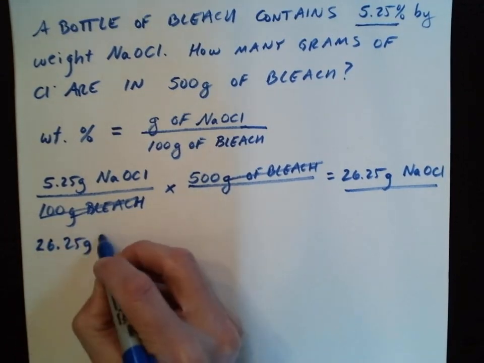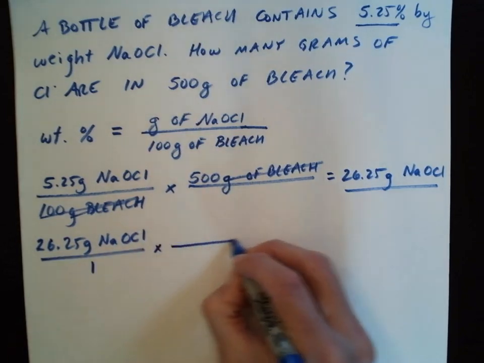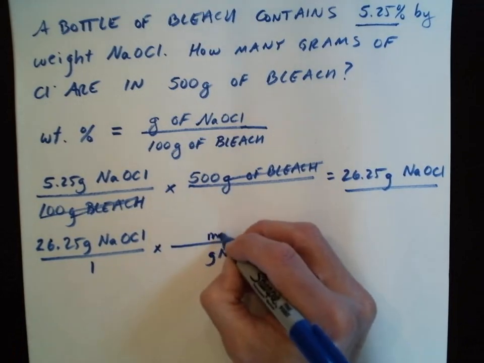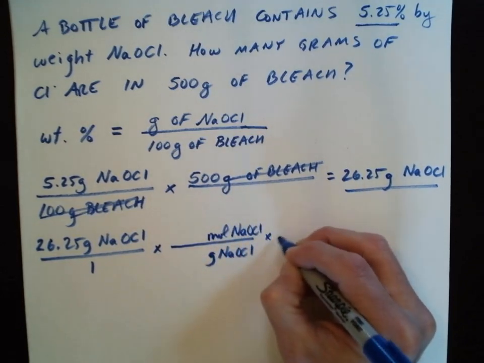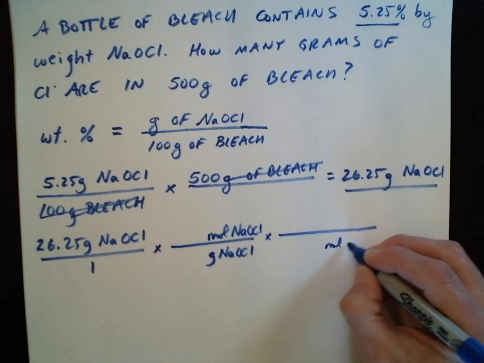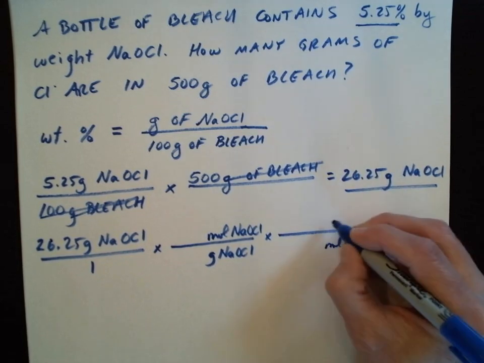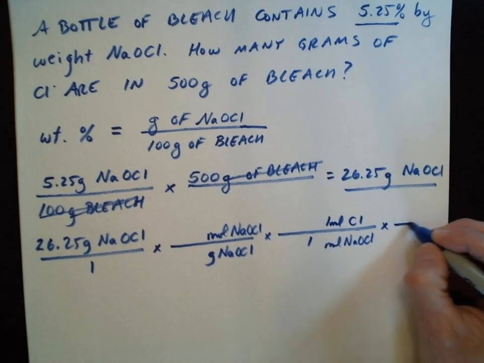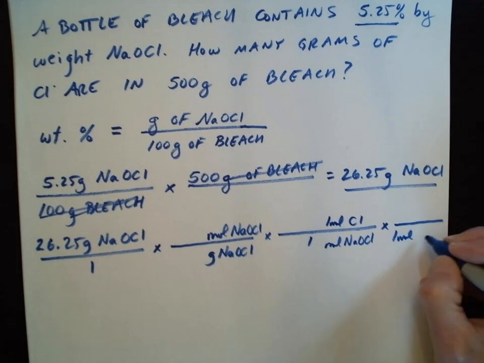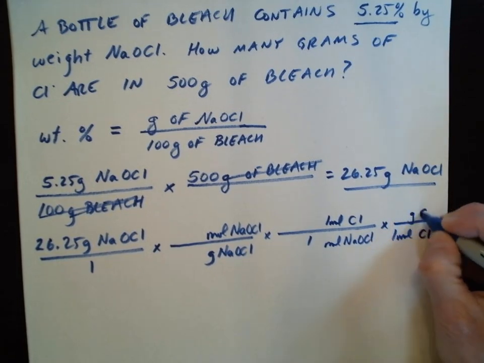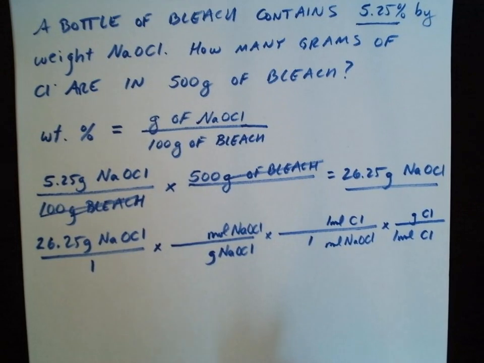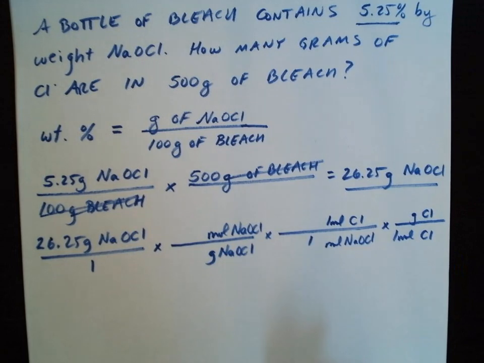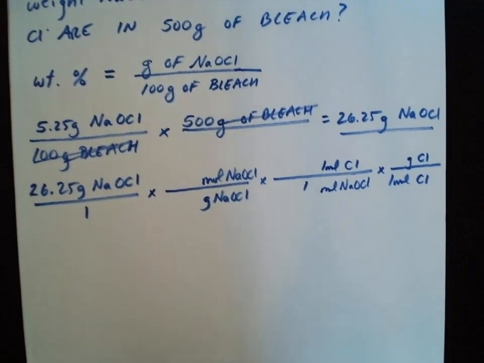26.25 grams of sodium hypochlorite. We're going to convert that to moles. So I'm going to convert grams of sodium hypochlorite to moles of sodium hypochlorite, because I know that for every mole of sodium hypochlorite, there's 1 mole of chlorine. And then, of course, 1 mole of chlorine will tell us how many grams of chlorine we're going to have. So I've got to figure out the molar mass of both chlorine and sodium hypochlorite. We can figure that out by looking at the periodic table.